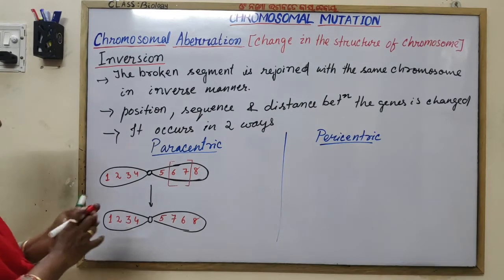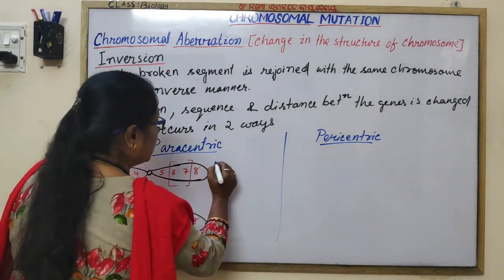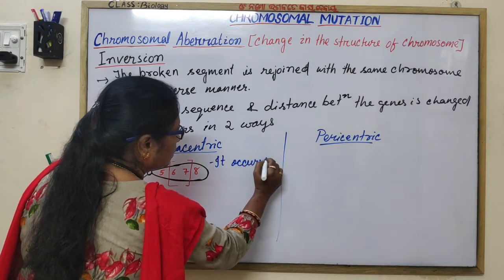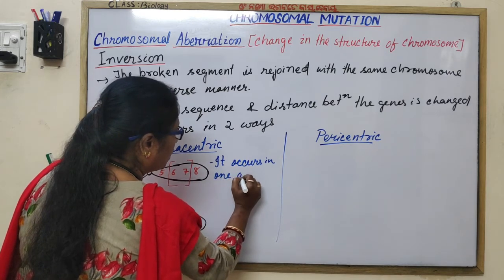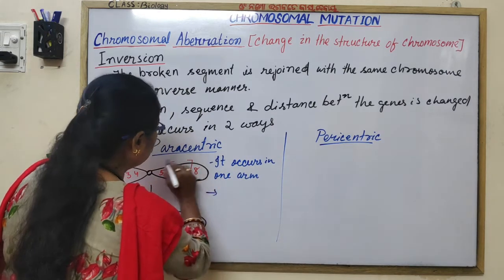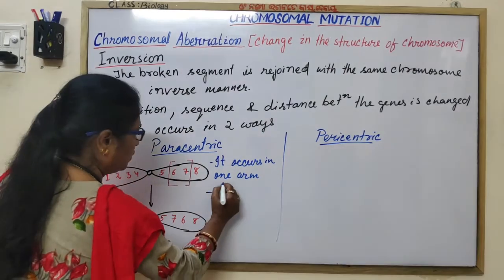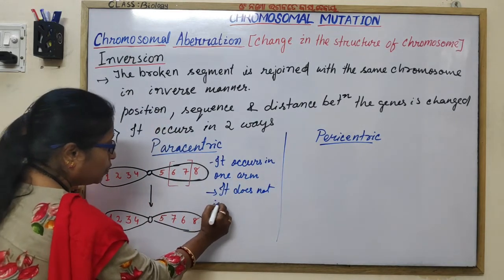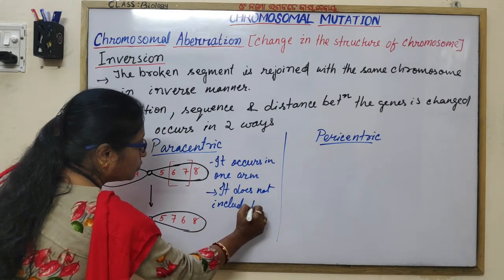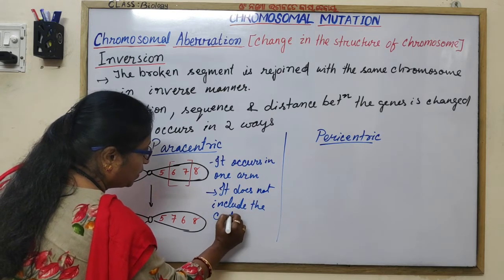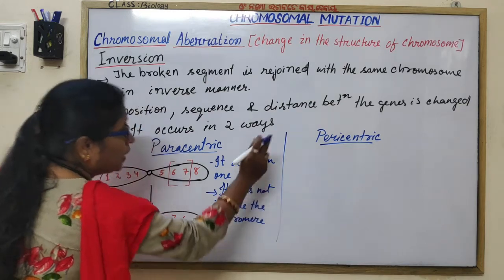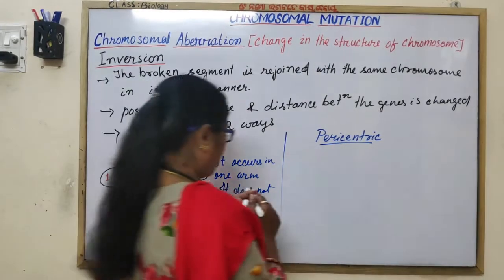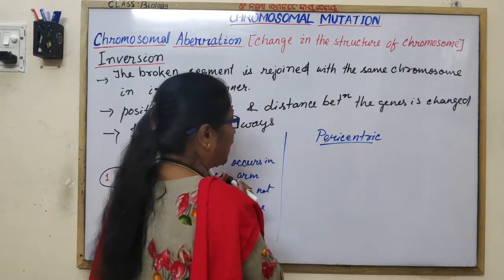Okay. Here what happens? It occurs in one arm. It does not include the centromere. In pericentric, the centromere is included. Okay? In pericentric, the centromere is included.